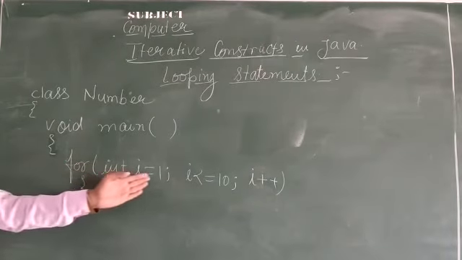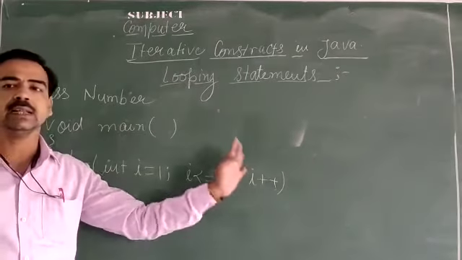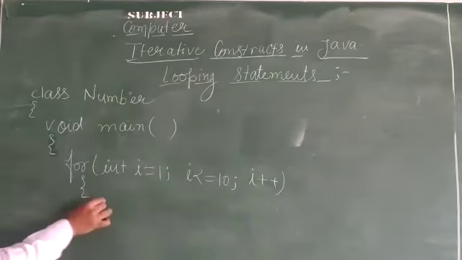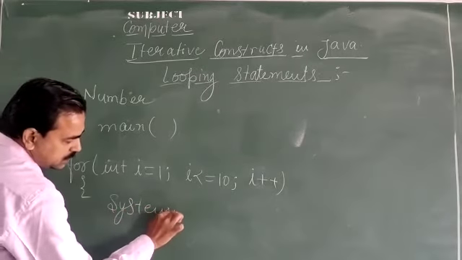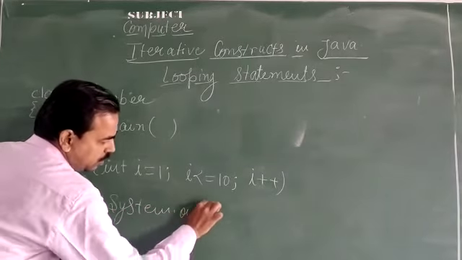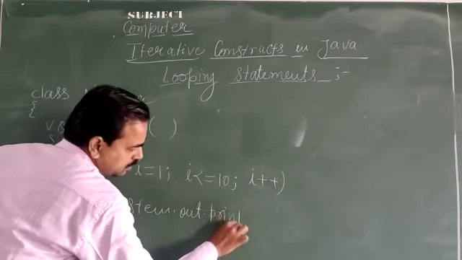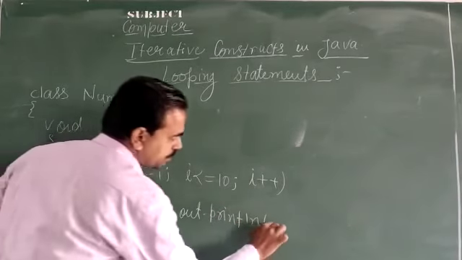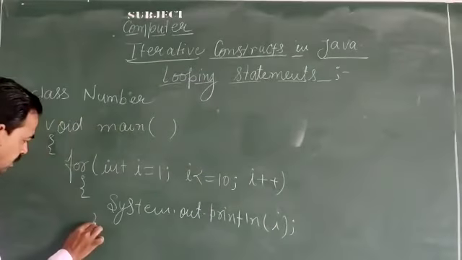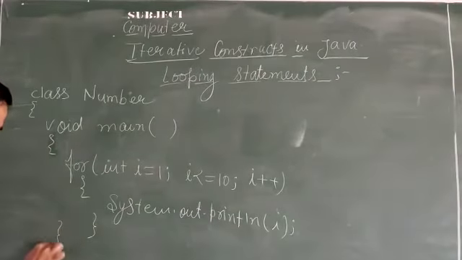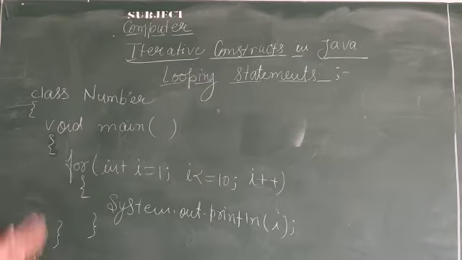So for int i equals 1, i less than or equal to 10, and i plus plus, then inside this loop System.out.println, we have printed i, then loop close, function close and class close. Understood? Write down this program.